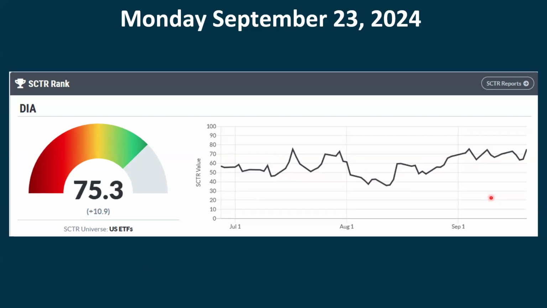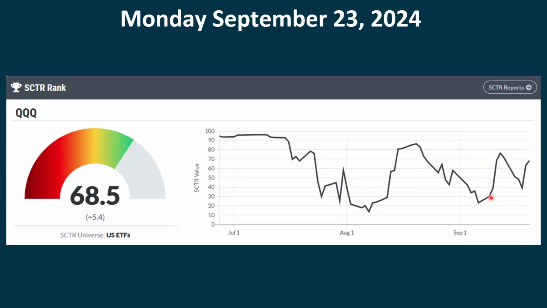The Dow, which set an all-time high on Friday, is coming in third place at 75.3. Here's the QQQs coming in fourth place at 68.5. We're seeing some weakness. In fact, if you look at some of the other videos, you'll notice that the NASDAQ has been outperforming the NASDAQ 100 really for the last few weeks, maybe possibly even the last few months.